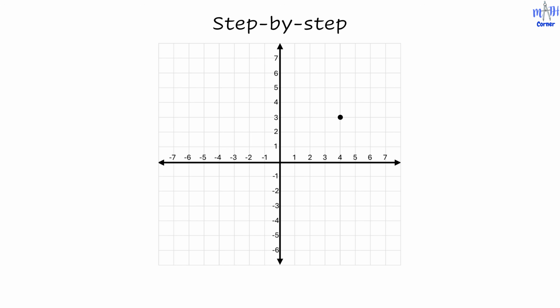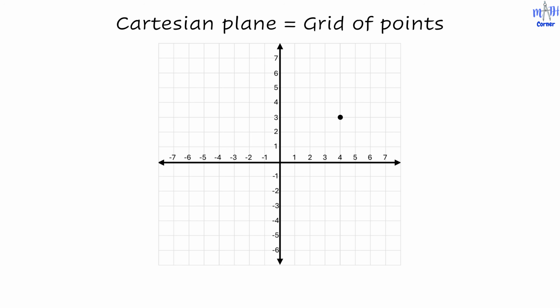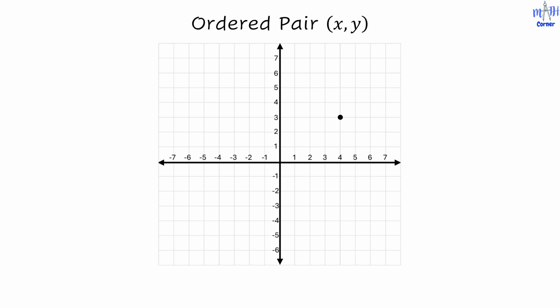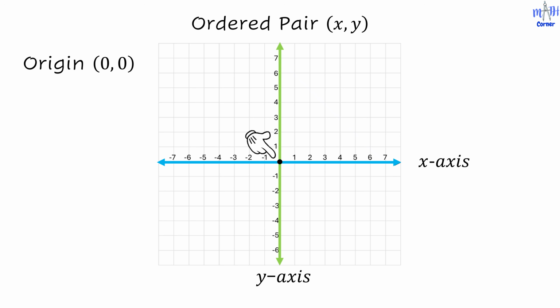Let's begin. The Cartesian plane is a grid used to locate points. It uses two numbers called an ordered pair. That is written as (x, y). The Cartesian plane has two important lines. The horizontal line is called the x-axis. The vertical line is called the y-axis. These two lines meet at one point, called the origin, which is (0, 0). That means x is 0, and y is also 0.